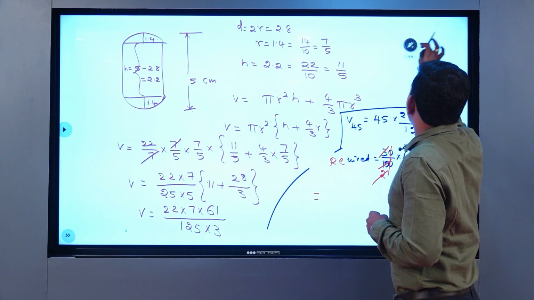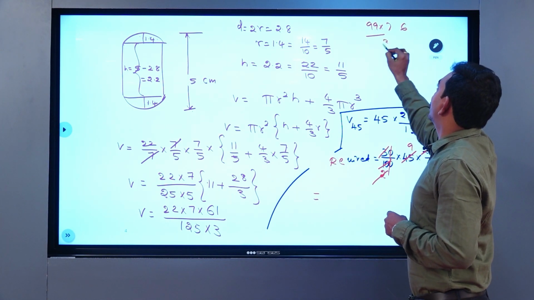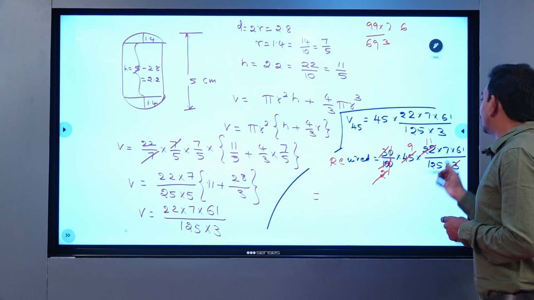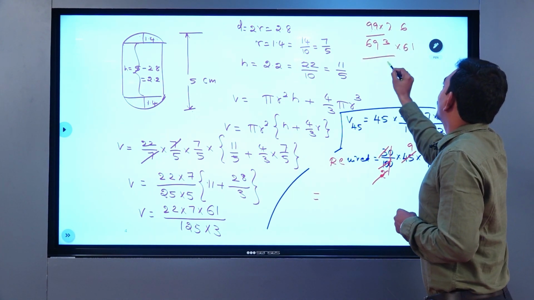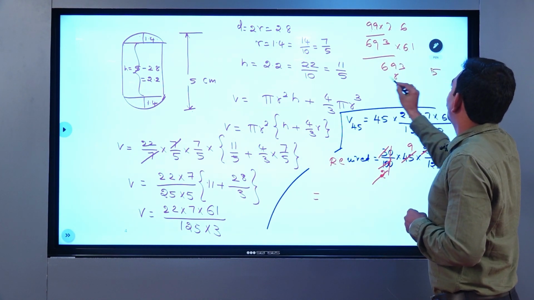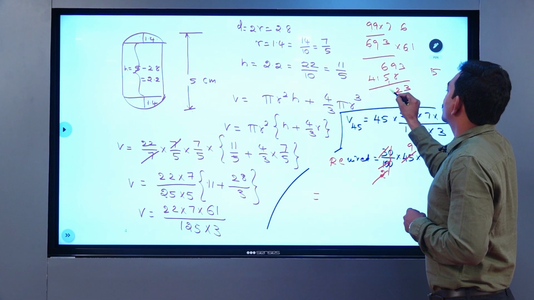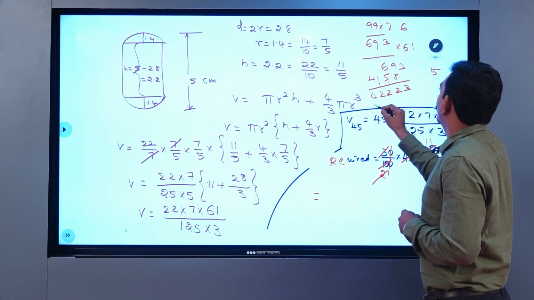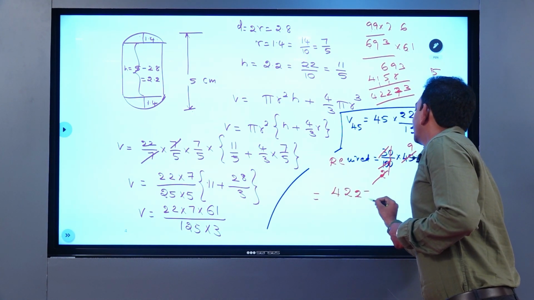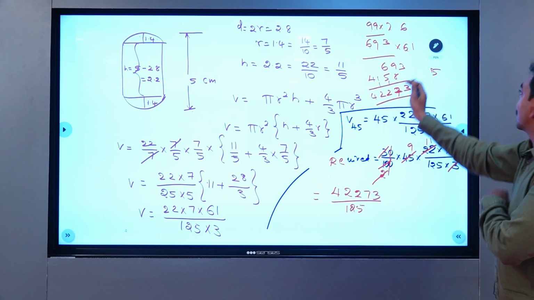Now let us do over here. 99 into 7 will be how much? 9 7s are 63, plus 6, 693. So the product of these three numbers is 693. Another 61 times you have to do. That is 693. 6 3s are 18. 6 9s are 54 plus 1, 55. 6 6s are 36 plus 5, 41, right? So what is the sum of these numbers? This is 7, right? This is 42,273 by 125. Now this division we have to work out to get our resultant answer.